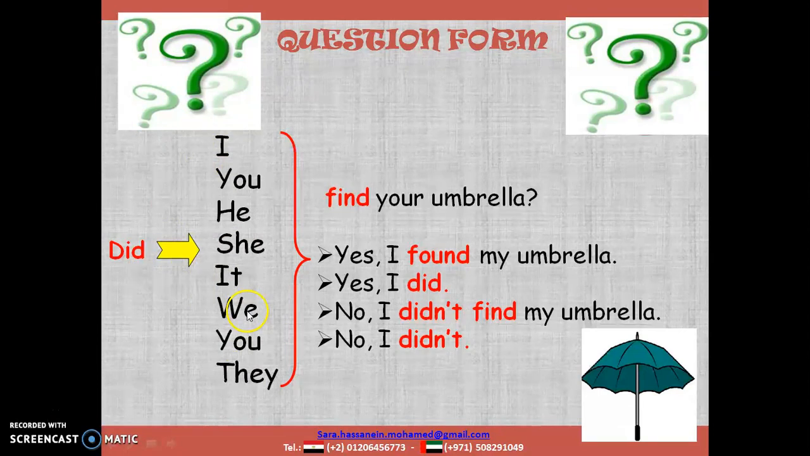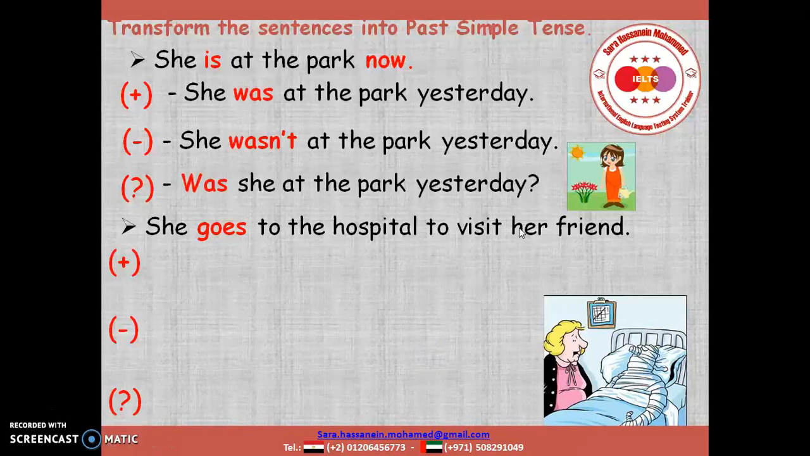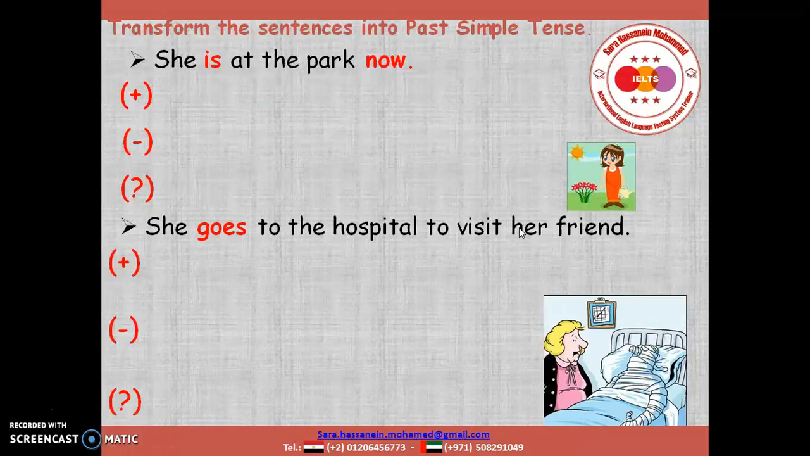So, let me ask you this question. Did you find your umbrella? You're supposed to answer me, yes, I did. Or no, I didn't. Then let me give you some exercises in order to help you understand the rule well.